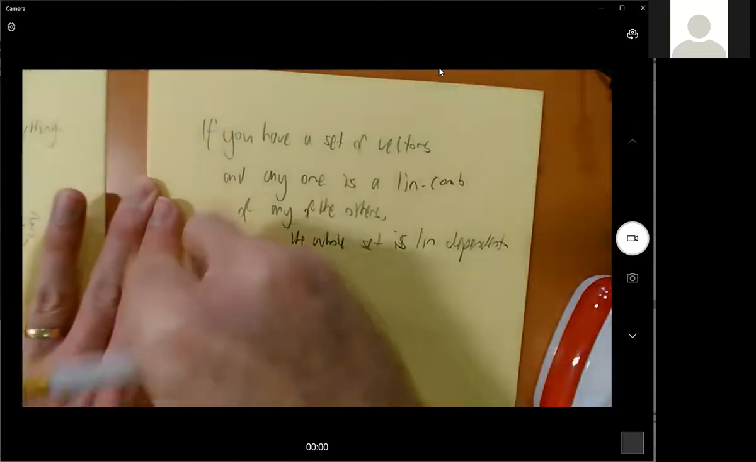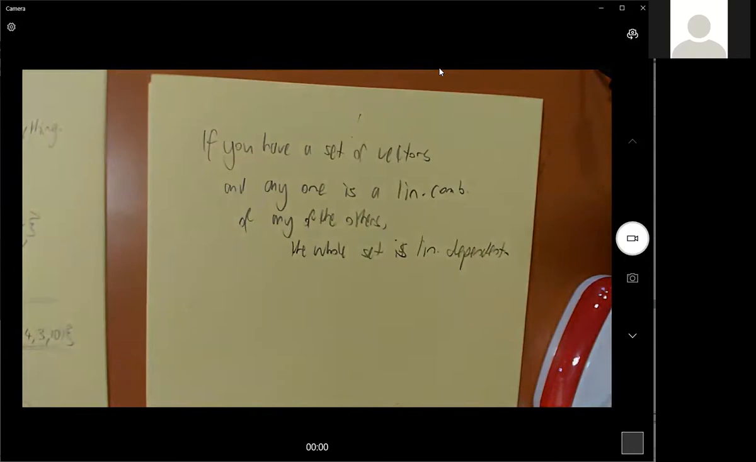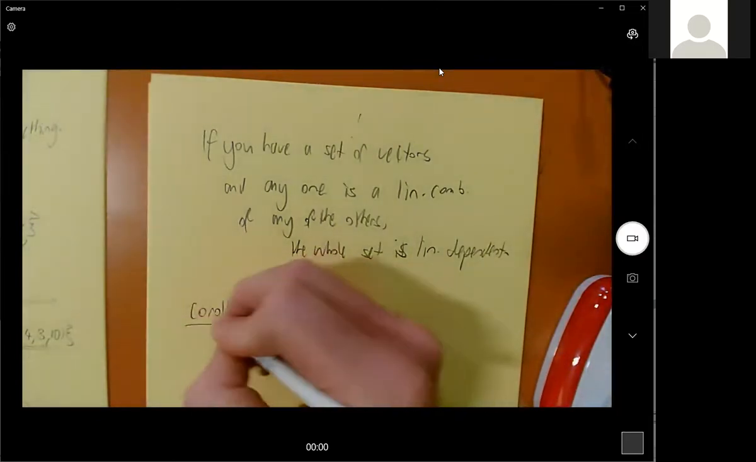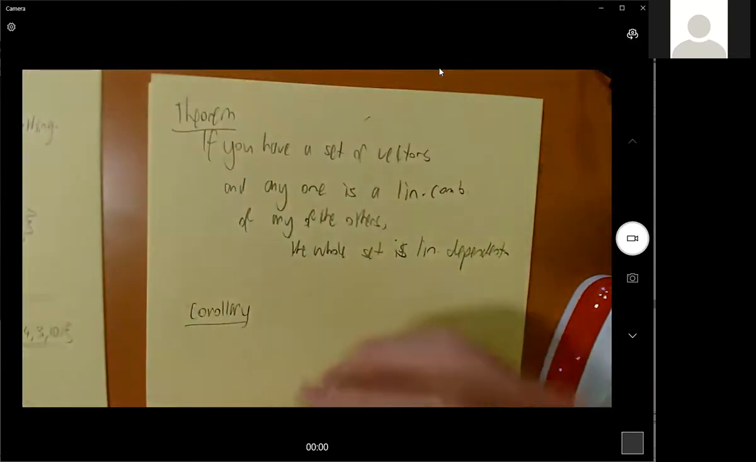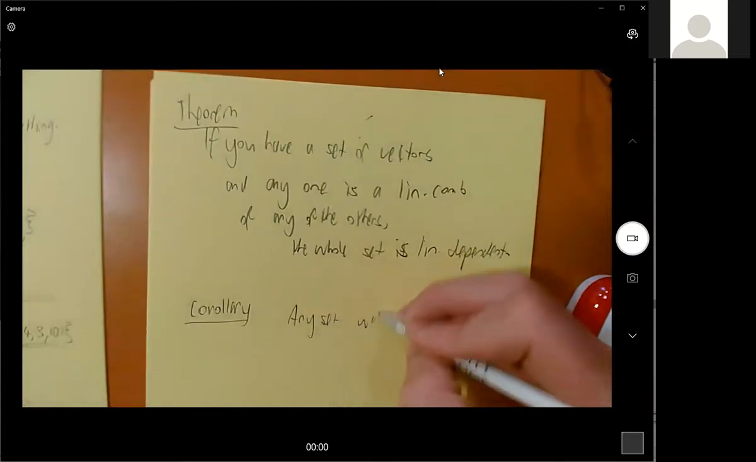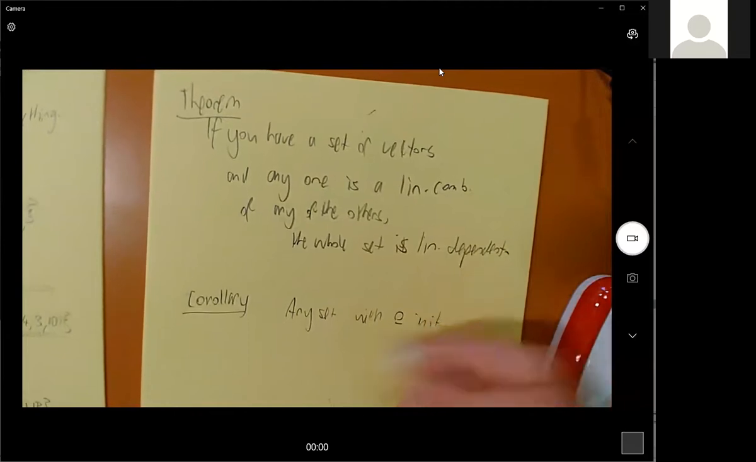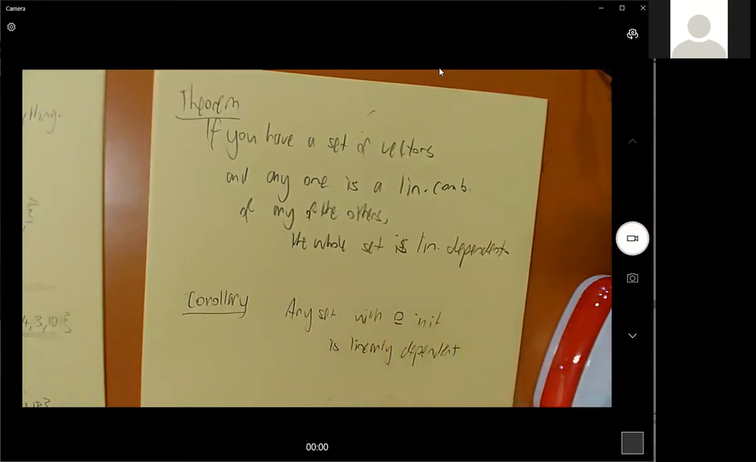In math terminology, you would call that a corollary, a thing that you know is true after you've proven the main thing you were thinking about. So this is like a theorem, and this is a corollary: any set with the zero vector in it is linearly dependent, because the zero vector is a linear combination of anything. Puzzlingly, what that means is a set with just the zero vector in it all by itself is linearly dependent all by itself, which is puzzling.